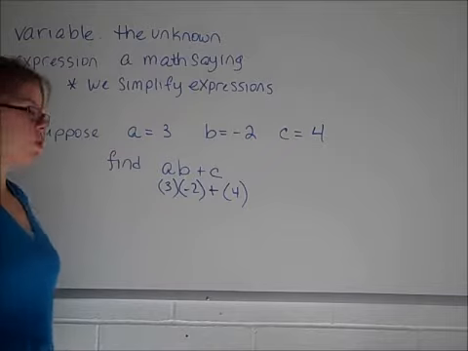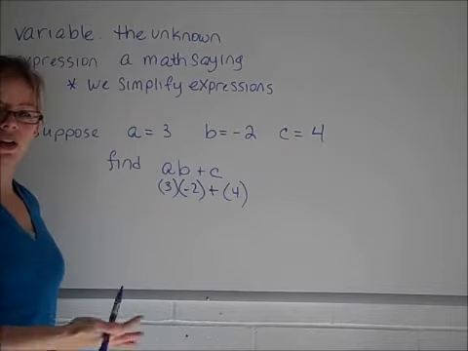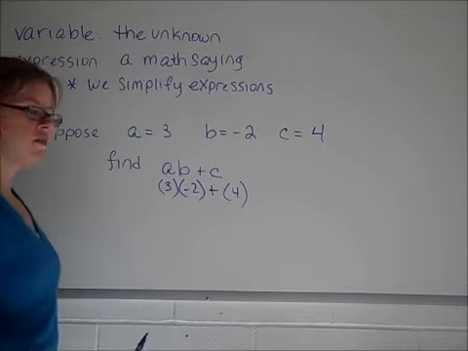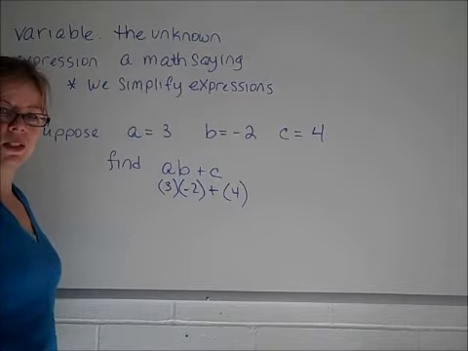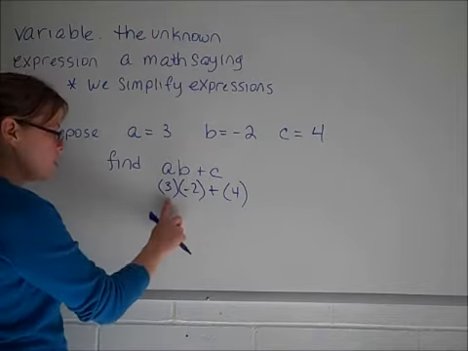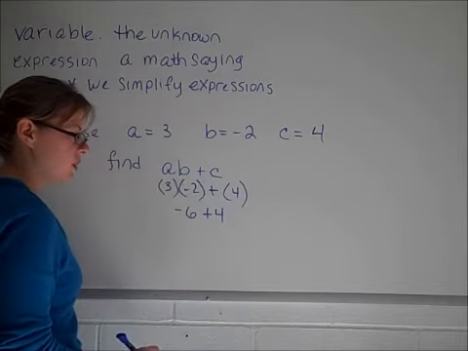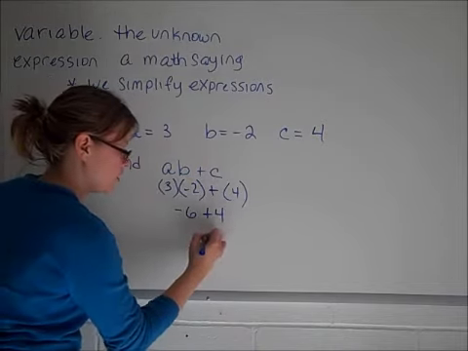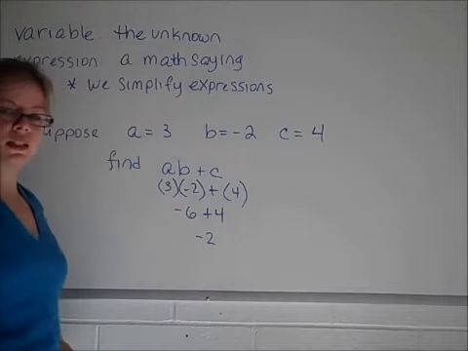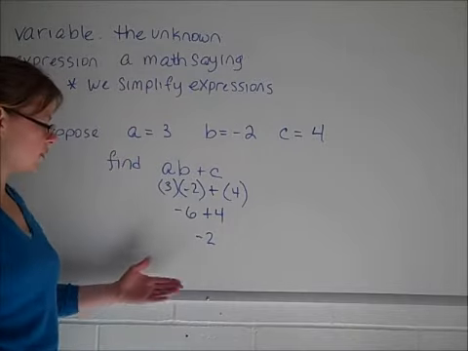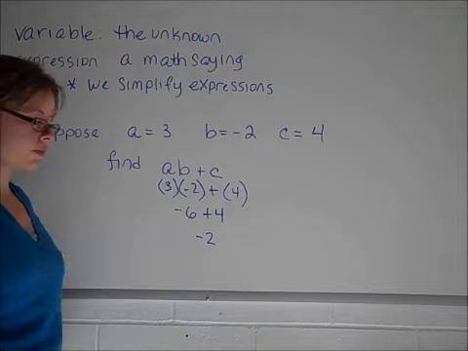Once we have substituted all the variables for their equivalent numbers, we go ahead and follow PEMDAS, the order of operations, and simplify. 3 times -2 is -6. -6 plus 4 is -2. So in this instance, AB plus C simplifies to -2. Let's try another.